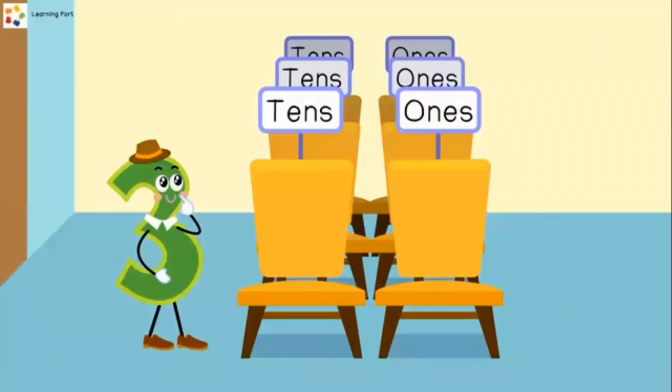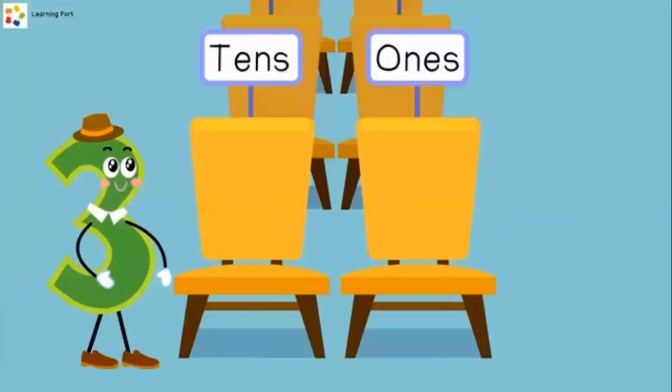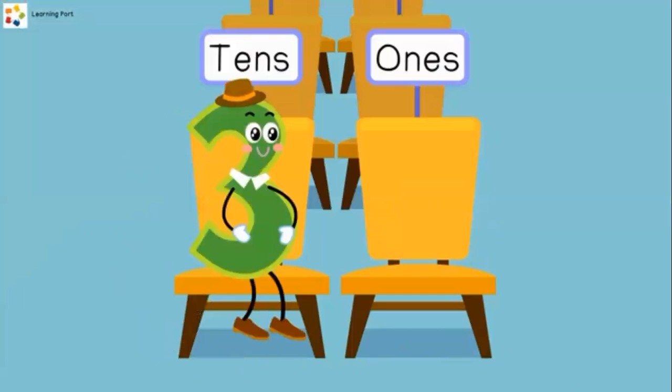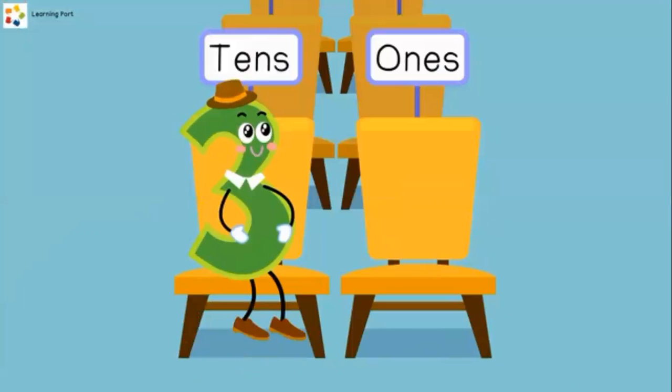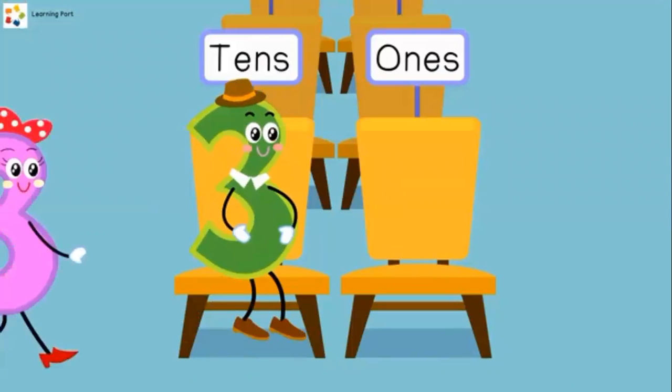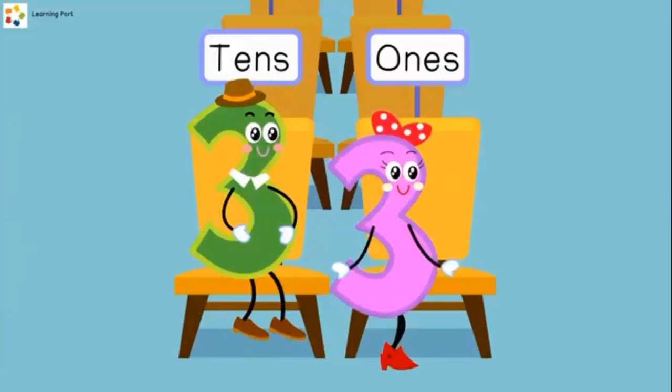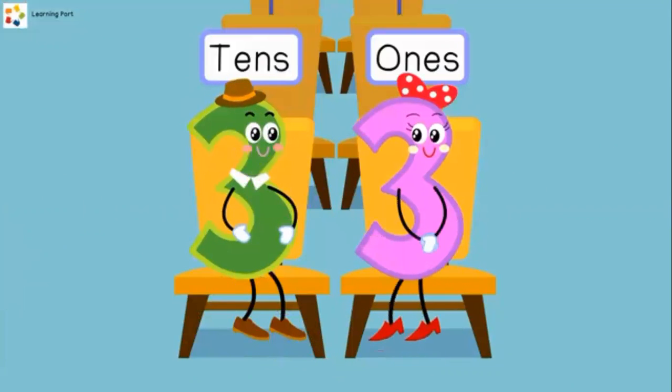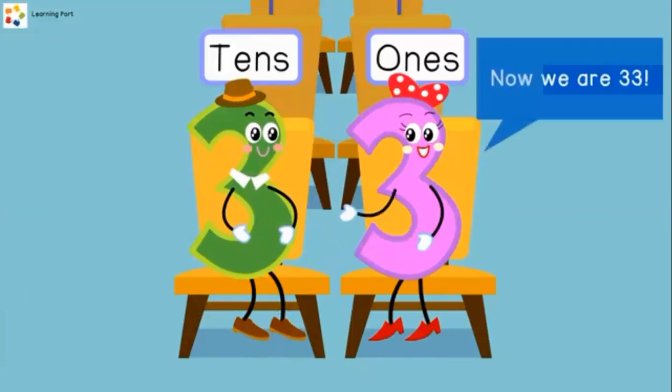There were 2 rows of seats lined up on the floor. The rows were labeled tens and ones. That's all he knew, no more. He sat down in the row of tens and waited patiently. He did not know that sitting there would make him turn 30. It wasn't until the number 3 sat in the row of ones. She looked at him and said, now we are 33.